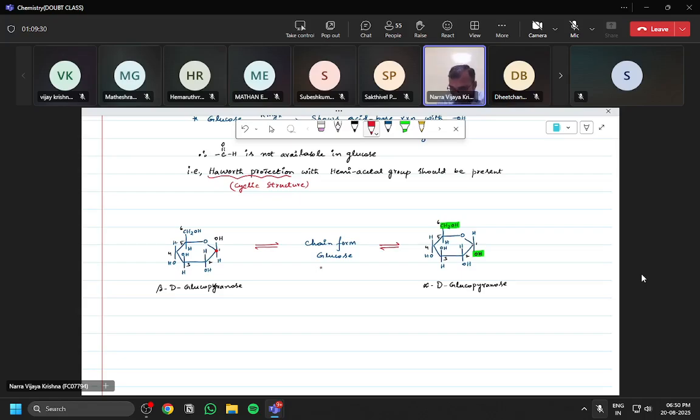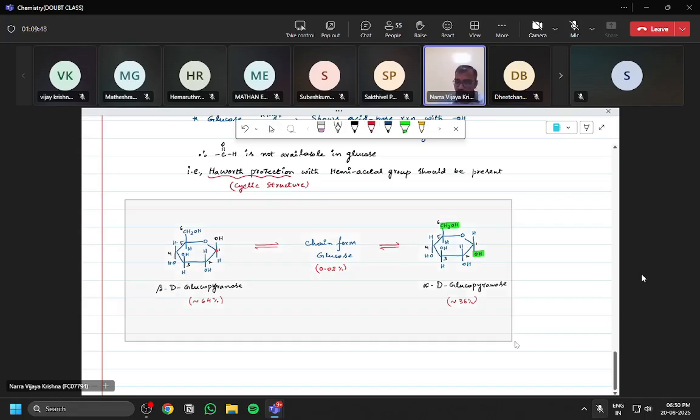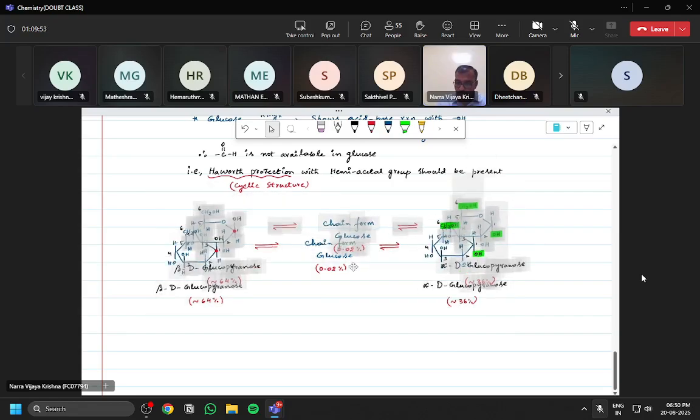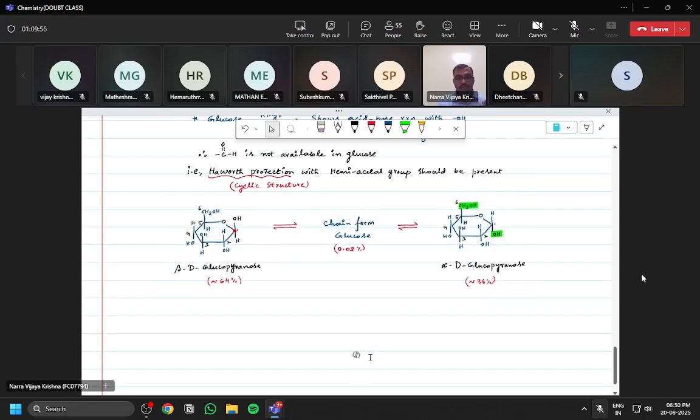So approximately this is about 0.02%, this is around 36%, and this is around 64%. It means that glucose on standing will slowly convert to its beta form. Right? Any questions, sir? Do you have any questions in it?